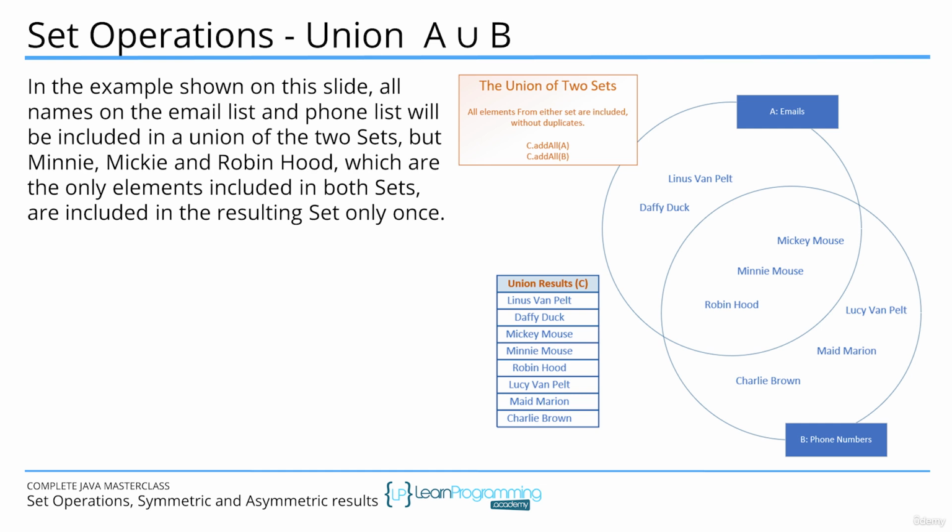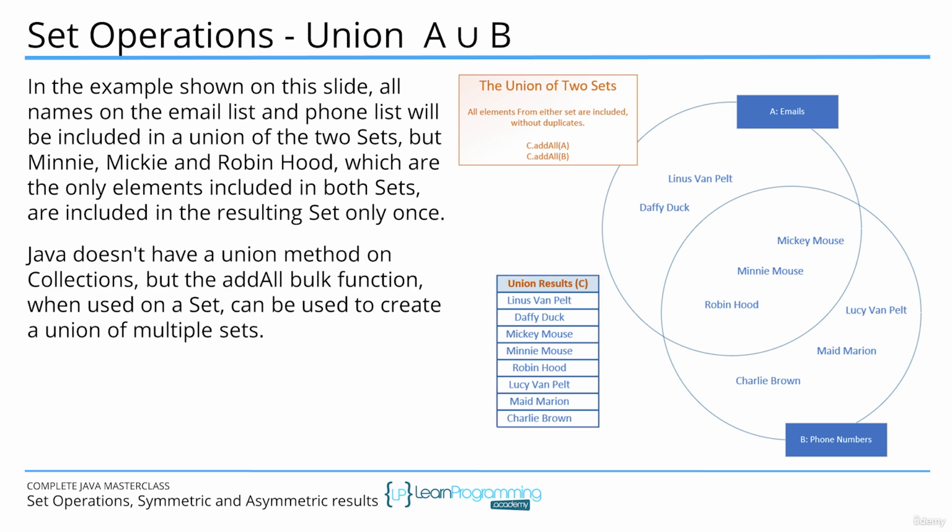In the example shown on this slide, all names on the email list and phone list will be included in a union of the two sets, but Minnie, Mickey and Robin Hood, which are the only elements included in both sets, are included in the resulting set only once. If you have any experience with structured query language or SQL, you may already be familiar with the union command, which joins two datasets in the same way described here. Java doesn't have a union method on collections, but the addAll bulk function, when used on a set, can be used to create a union of multiple sets.